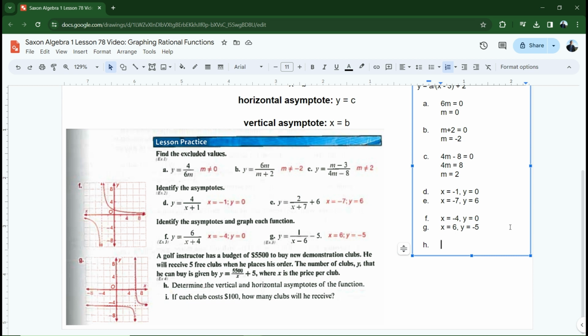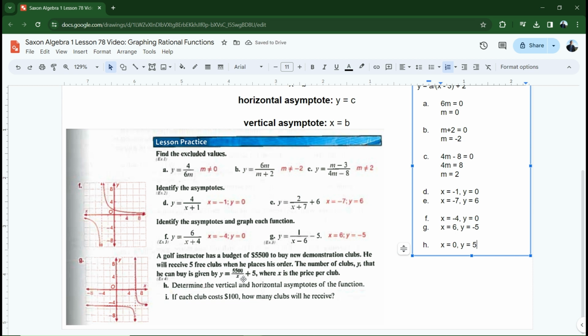I can't have a club that's worth 0. That wouldn't make any sense. If I did have a club that was worth 0, how many could I buy for $5,500? Well, if it was free, I could buy an infinite number of them, right? So that's an undefined value. That's why I have an asymptote at x equals 0. That's my vertical asymptote. I have a horizontal asymptote at y equals 5.